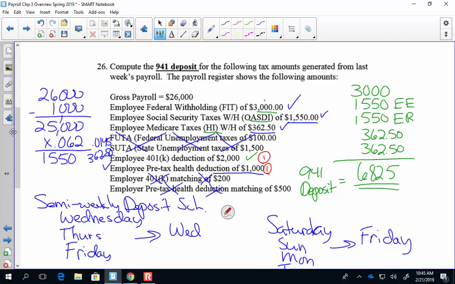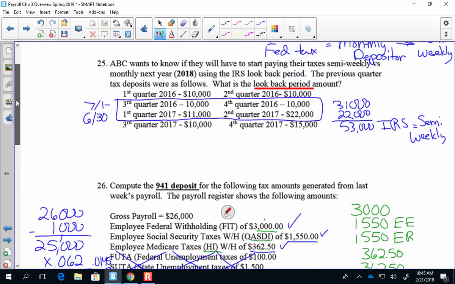Oh, I did that wrong. Sorry, guys. No, the 401k only has an effect on the federal withholding computation for income tax purposes. The health has a benefit to both federal income tax and for Social Security. So take a look at that. If there are questions on any of this, guys, just let me know.